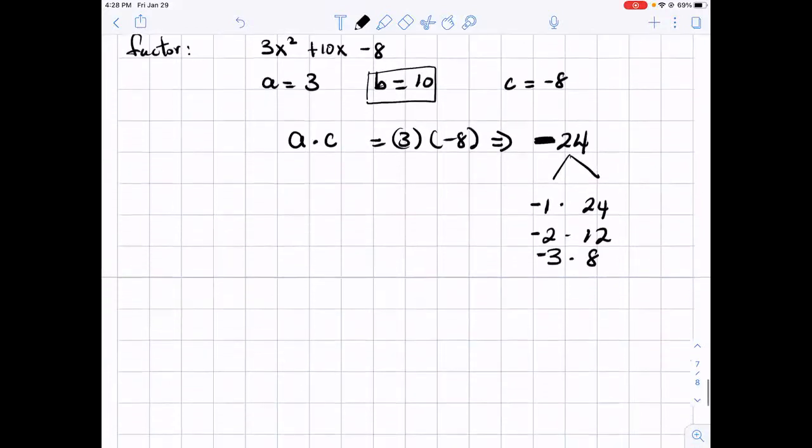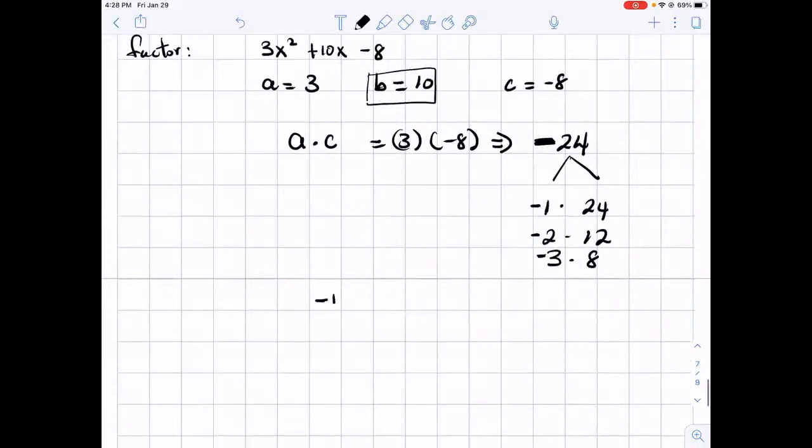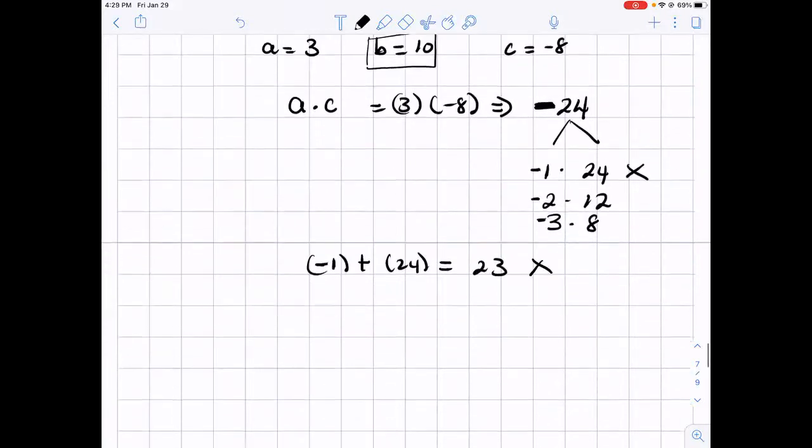And let's do a check. What is minus 1 plus 24? This is equal to 23. So this one is out. No good. What is minus 2 plus a positive 12? This is equal to 10. That checks because b is 10.